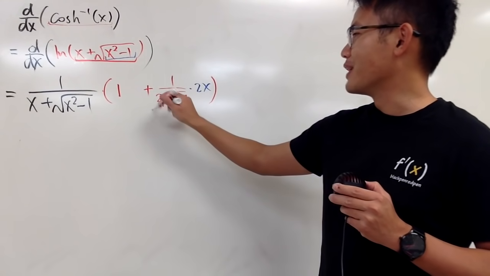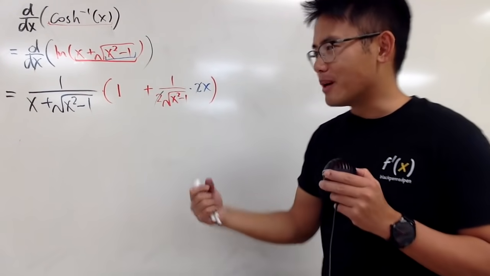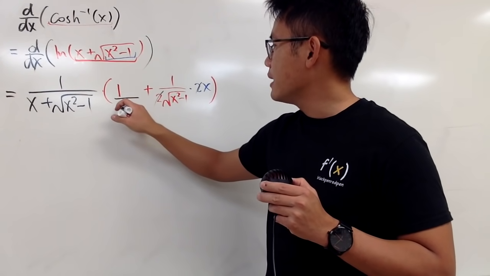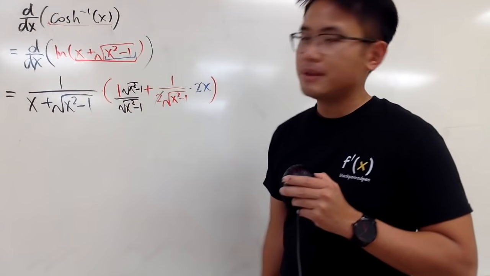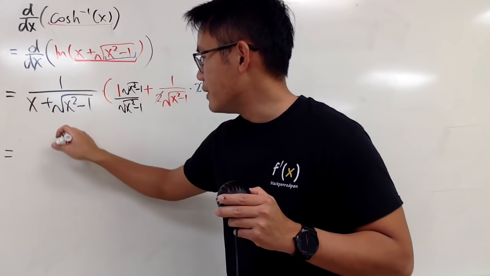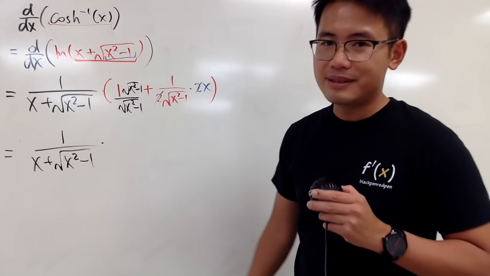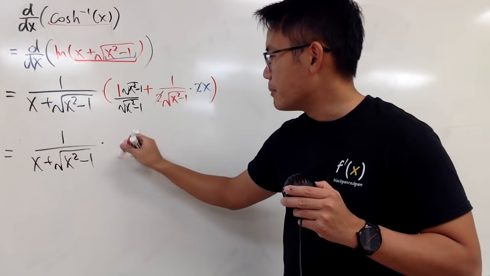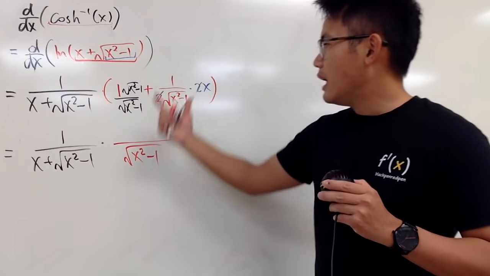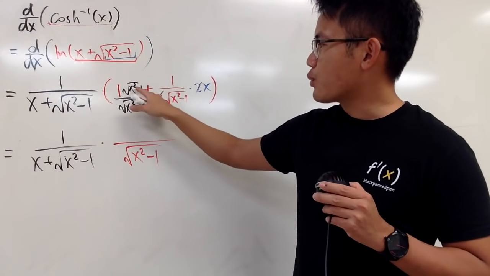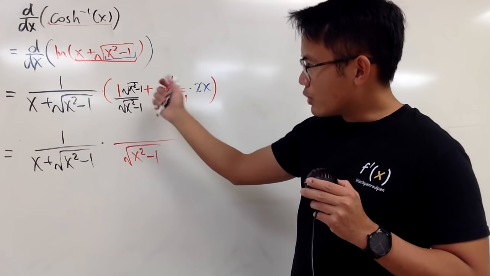To do so, first we can just cancel out the 2. And you see, this is a fraction, and right here we can just combine the fraction. Let me multiply this by square root of x squared minus 1 on the top and also on the bottom. So we still have the 1 over x plus square root of x squared minus 1 times this and that, which now have the same denominator, square root of x squared minus 1. On the top, you have 1 times the square root of x squared minus 1, and then plus x. And of course, the order of addition doesn't matter.